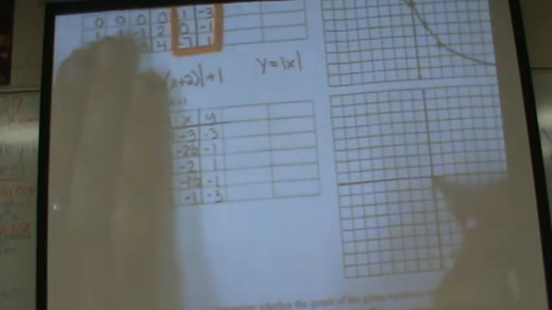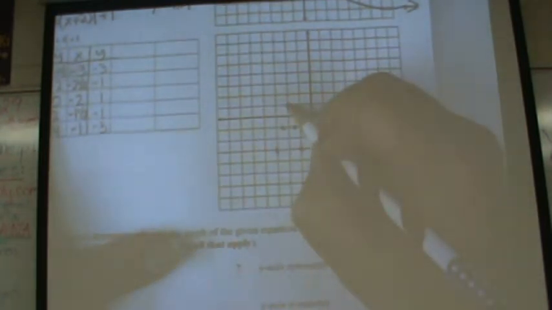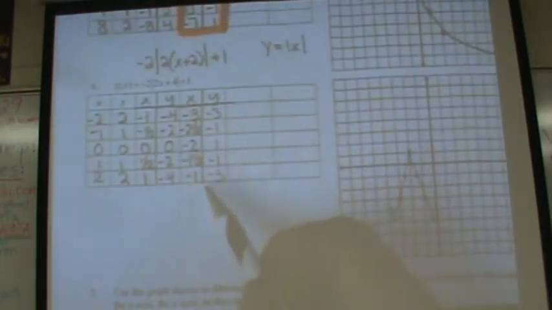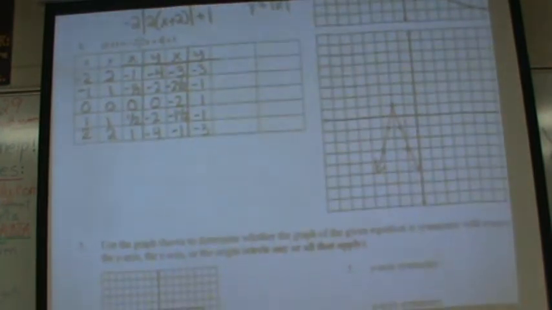Over 3, down 3. Over 2.5 and down 1. Over 2, up 1. Right there, over 2, up 1. Over 1.5, down 1. And over 1, down 3. So these are your points that you should have. Connect your dots. I will be looking at your table, and I will be looking at the graph to see if it's correct.